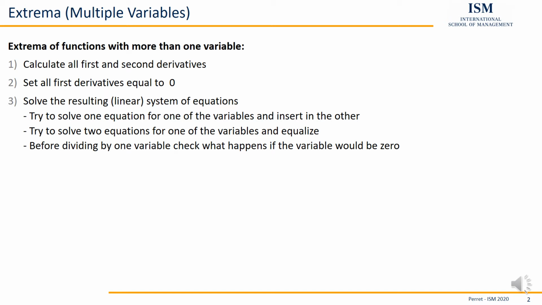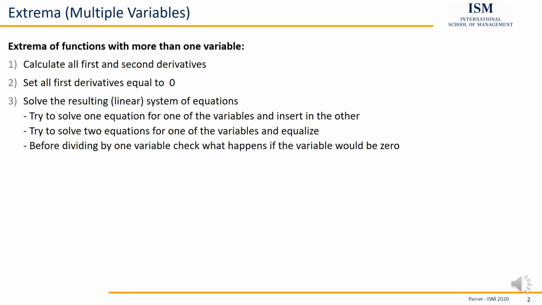First, try to solve one equation for one of the variables and insert it into all the others. Usually this gets rid of one of the variables, then you can continue. Or, if it looks easier, try to solve two equations for one of the variables and set them equal.